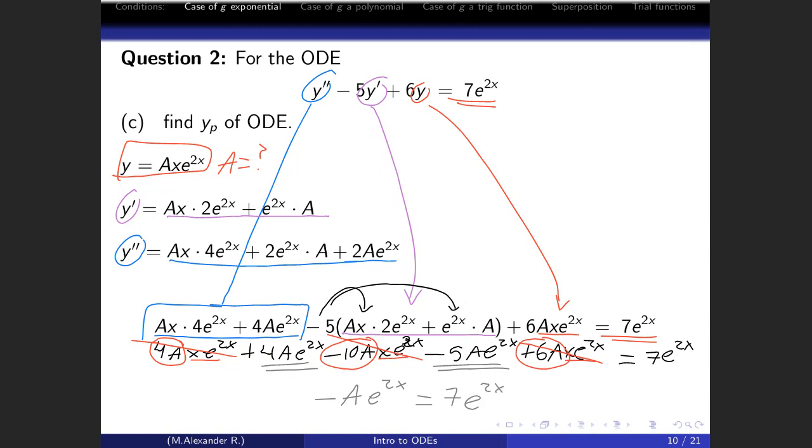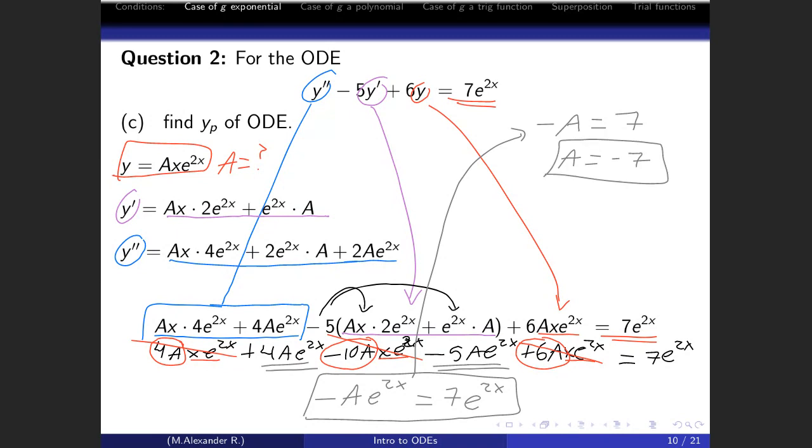All right, so we have this gray box here on the bottom. I'll put it in a box because now I need to move up here. So cancel out the exponential, and then you get negative a is equal to 7. Or in other words, we get that a is equal to -7.